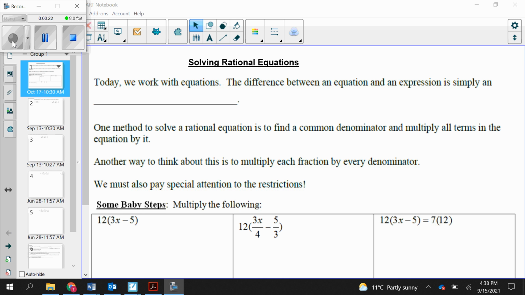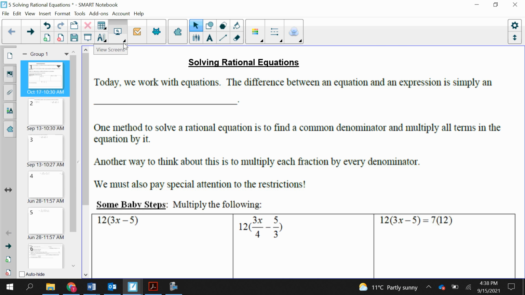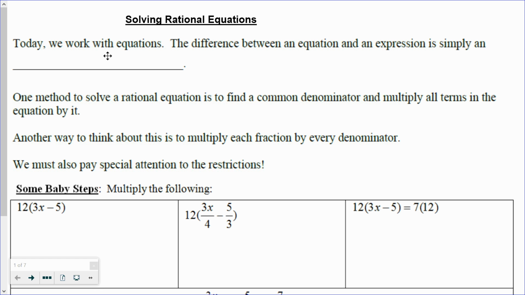So it says, today we work with equations. Up to this point, we've been working with what we call expressions, in that they were not equal to anything. We were just simplifying, multiplying, and dividing, and we would typically end up with a rational expression. So now we're talking about rational equations. The difference between an equation and an expression is simply the presence of an equal sign.